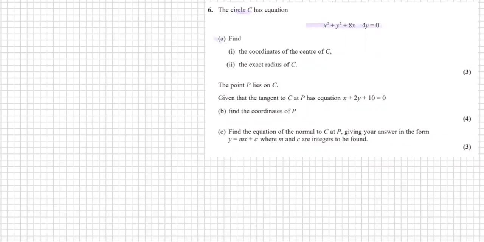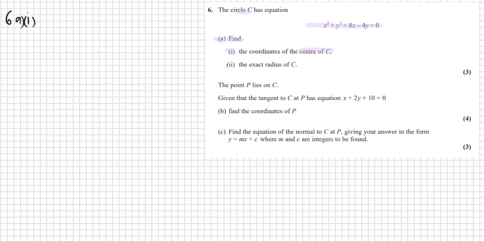Part A, I: find the center of circle C. So we just need to convert this to center-radius form. I use the completing the square method, so complete the square twice.